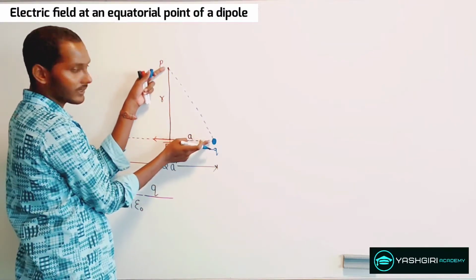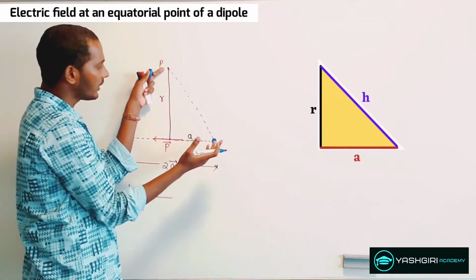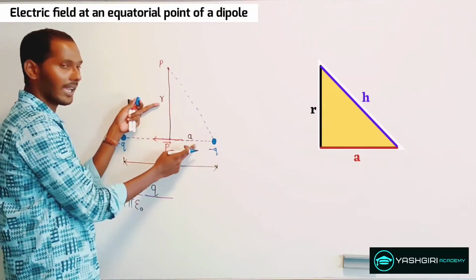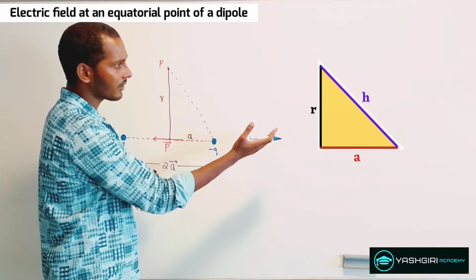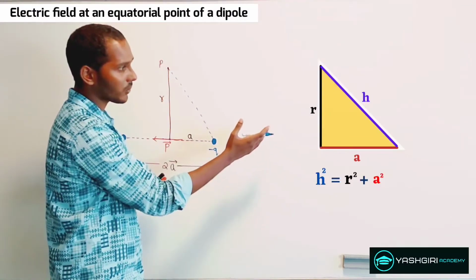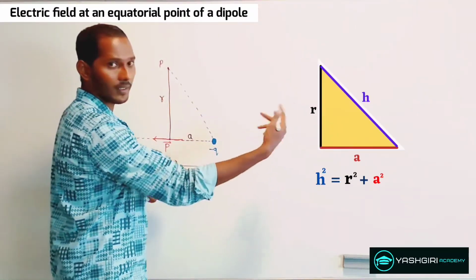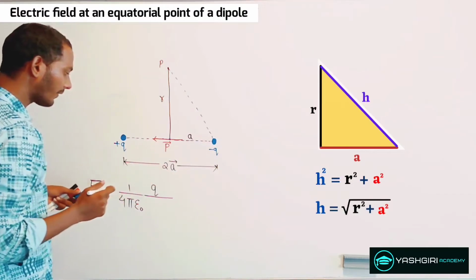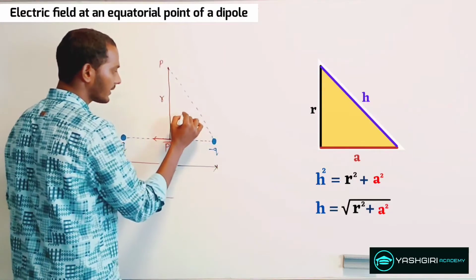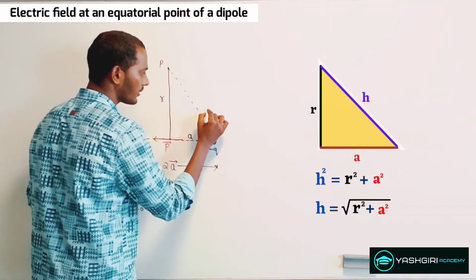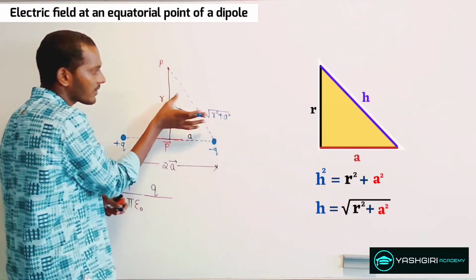So I need to calculate the hypotenuse of this right angle triangle. How can we calculate it? If you have one side a, the other side r, and the hypotenuse, then the hypotenuse squared, h square, will be equal to r square plus a square. And I'm interested in the hypotenuse, so I can take the square root on the right hand side. So that gives the distance, the square root of r square plus a square. That's the distance I'm going to get.